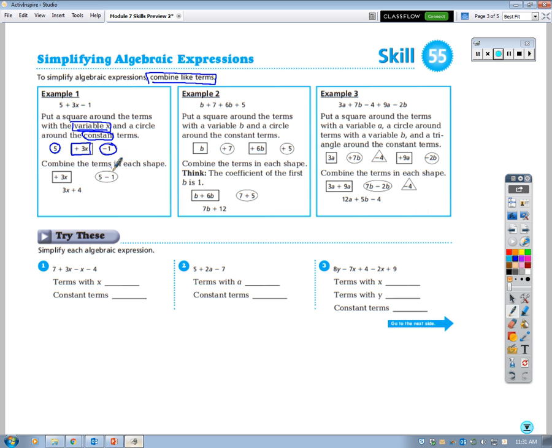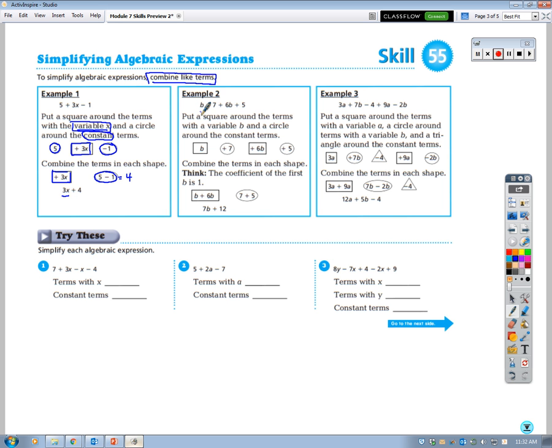So we're going to combine the terms in each shape. We only have one square, so we don't change anything with our plus 3x. But we have 5 minus 1, so we're going to combine those terms. 5 minus 1 is 4. So here we end up with positive 3x plus 4. And that's how you would simplify that. Now you can't solve it because you don't have anything that it equals, so you're just going to simplify that expression and leave it as it is.